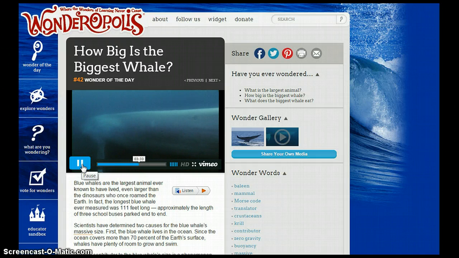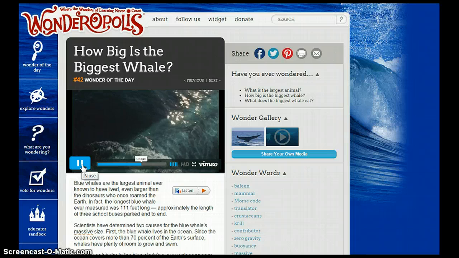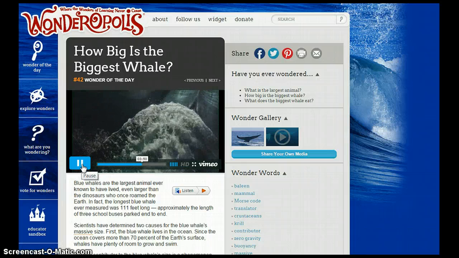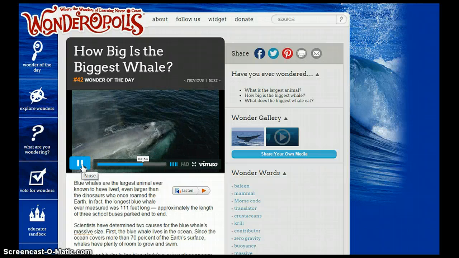Look at how long it is. Definitely looks like 3 school buses long. Oh, finally got to its tail. Biggest animal, the blue whale. Wow. That's amazing.